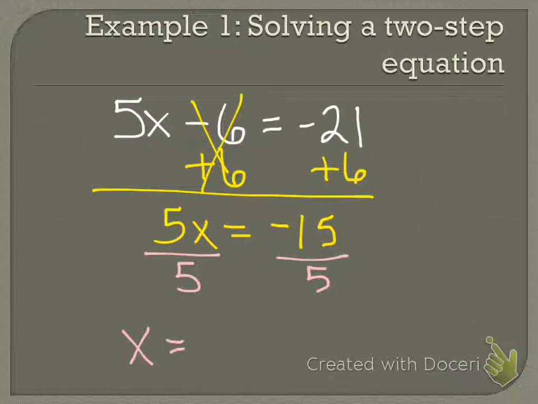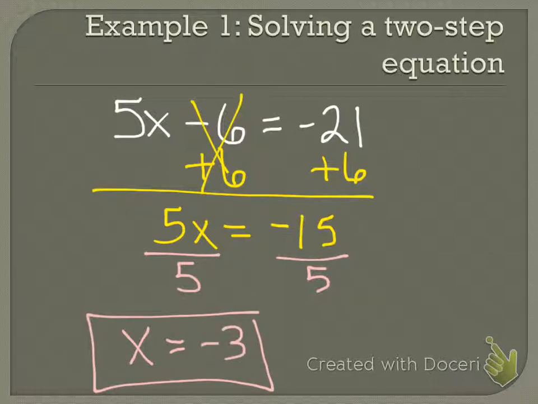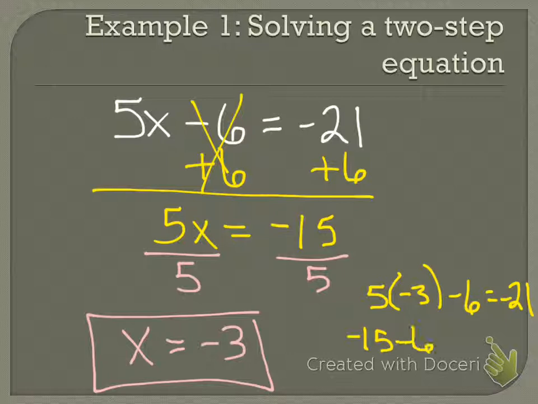Negative 3. Now, you still check the same way, except now your checking is going to be a 3-step process. You plug back into the original. You multiply 5 times negative 3, which is negative 15. And then negative 15 minus 6 is negative 21. And it checks out.